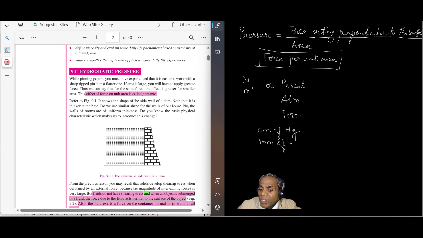So we will understand all these whenever we come across these. But for now, we can understand that the SI unit of pressure is Newton per meter square or Pascal. And Pascal is written in the short form as Pa. Okay, so these are the basic concepts. Let's move on further.